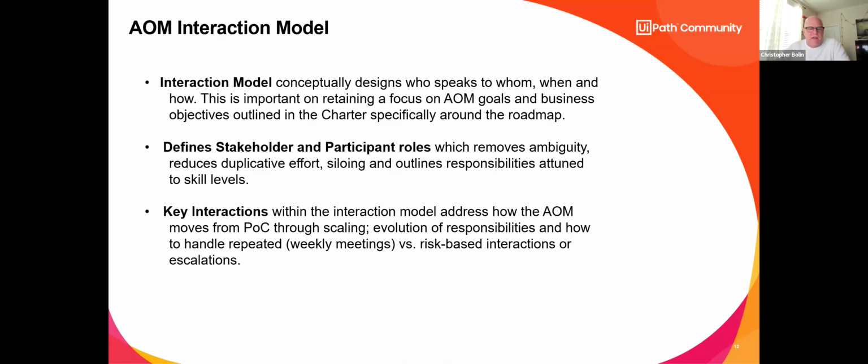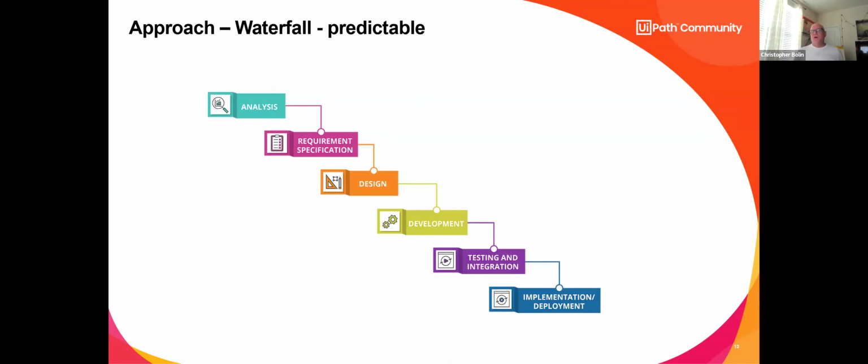All right, let's talk about approaches to SDLC. So we have waterfall, predictable. Usually the second phase doesn't start until the first one ends, and so on and so forth. Very predictable structures, very good for simple structured automations that are not going to involve a lot of change.